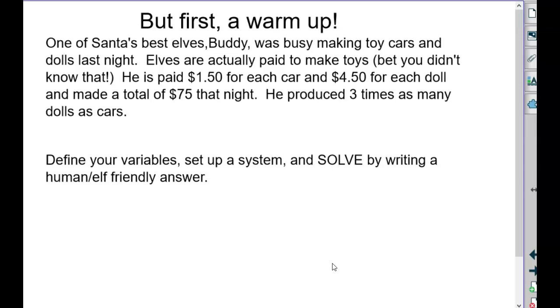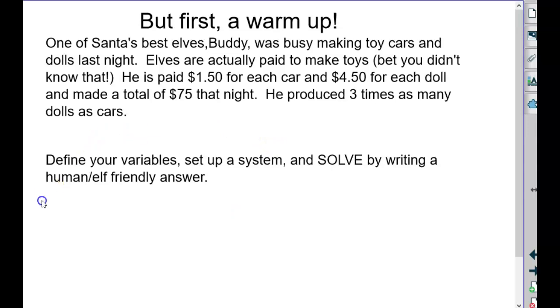He produced 3 times as many dolls as cars. Okay, that's the sentence that's going to kill us. Think about this for just a second. If I say I'm 3 times as old as you, whose age gets multiplied by 3 if we want them to be equal? We've got to be real careful here. He produced 3 times as many dolls as cars. Which one did he make more of? More dolls. So do we want to multiply dolls by 3? No.